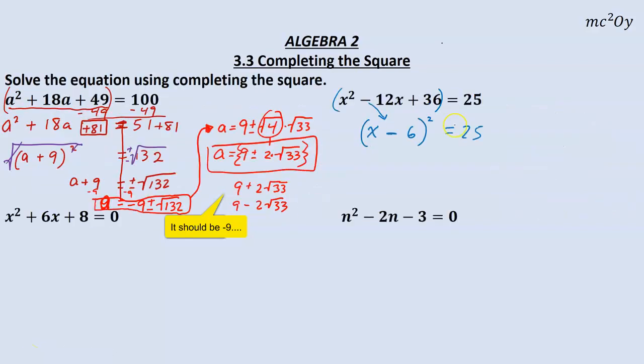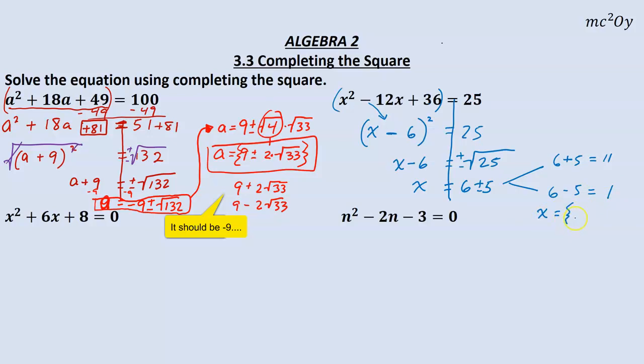Okay, and so from here I can just solve. I'll go ahead and take the square root of both sides, so I get x minus 6 is equal to the square root of 25. Remember, don't forget the plus minus. We then add 6 to both sides, so x is equal to 6 plus minus, and square root of 25 is 5. So really that means I have 6 plus 5, and I have 6 minus 5, which means I have a solution of 11 and 1. So x equals the set 1 and 11.